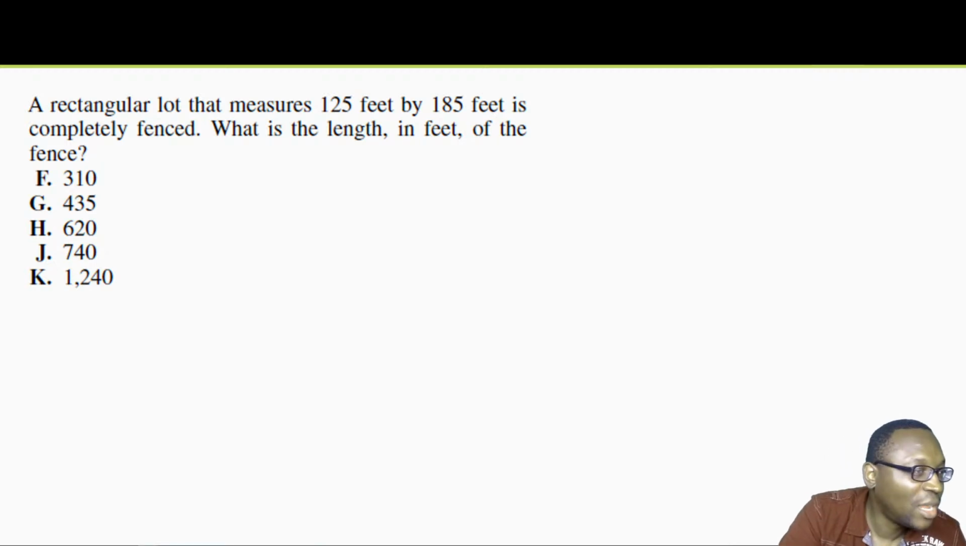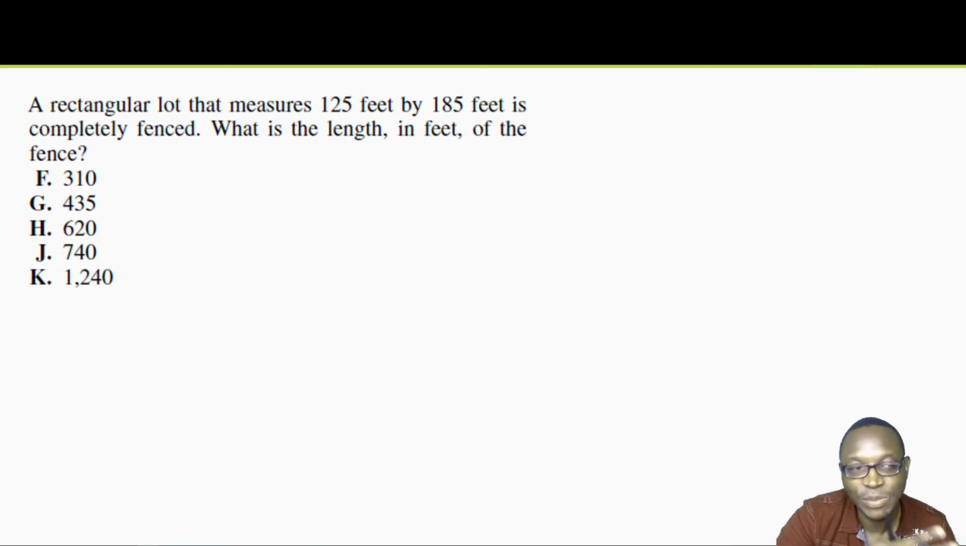We have a rectangular lot that measures 125 feet by 185 feet that is completely fenced. What is the length in feet of the fence? I want you to remember that anyone can answer any question here. You don't have to be a specific grade. I did not put any grade because I want you to feel free to answer any question.